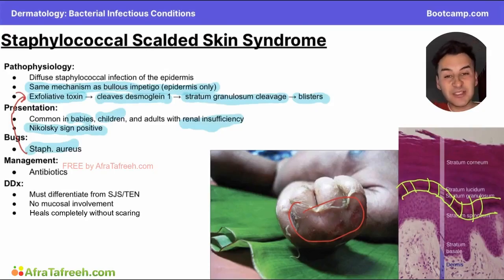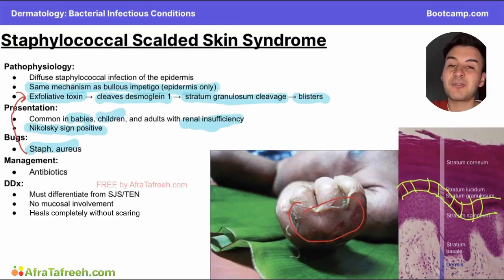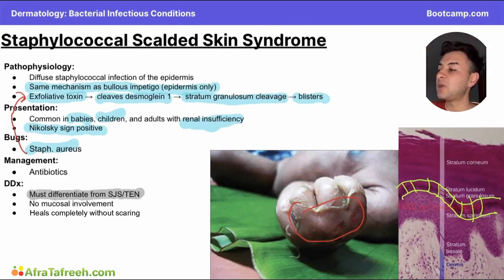Now, in terms of history, Stevens-Johnson syndrome is usually going to be associated with the commencement of a new drug, whereas this staphylococcal scalded skin syndrome is going to be due to an infection with Staph aureus. Additionally, Staph aureus mediated staphylococcal scalded skin syndrome is not going to have any oral involvement. So if you ask this patient to open their mouth and you look inside, there's going to be no blisters. They're going to have a normal looking oral exam. However, in Stevens-Johnson syndrome, they will have oral involvement most of the time.